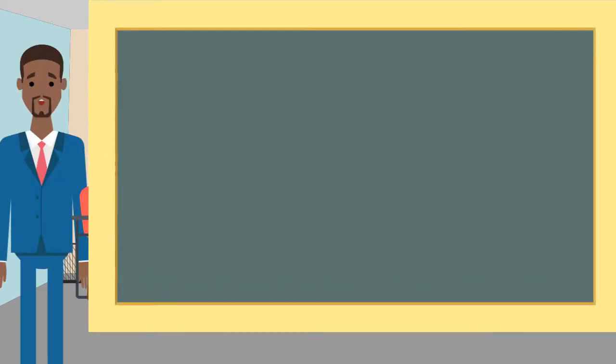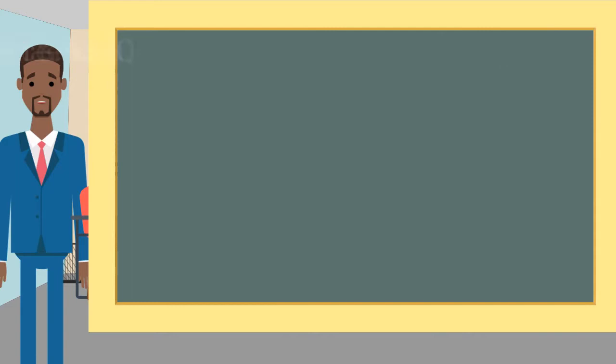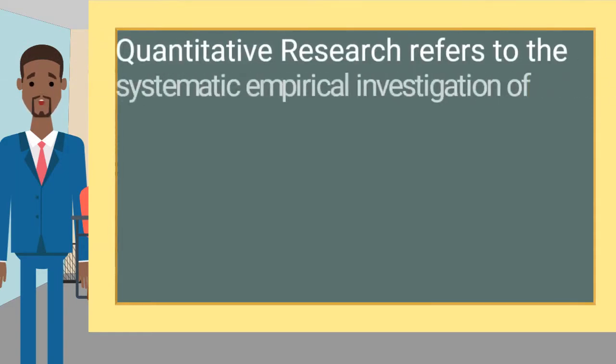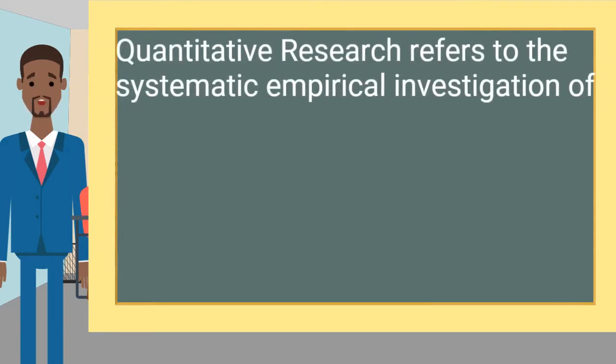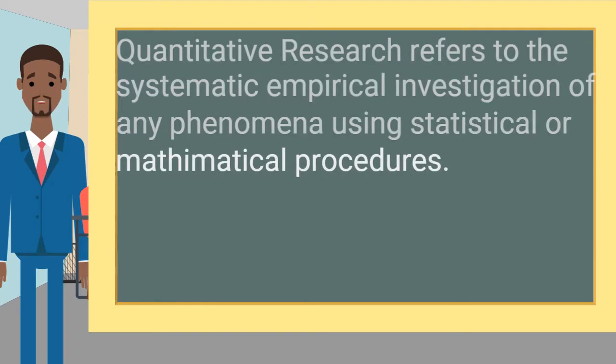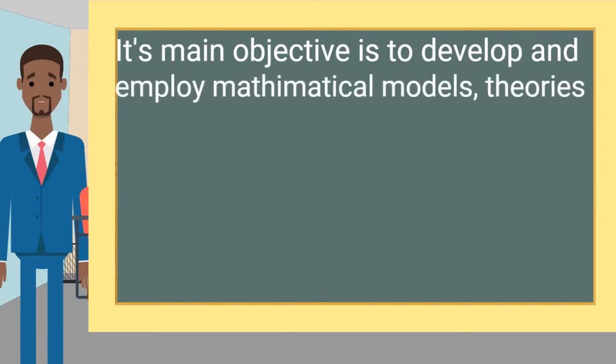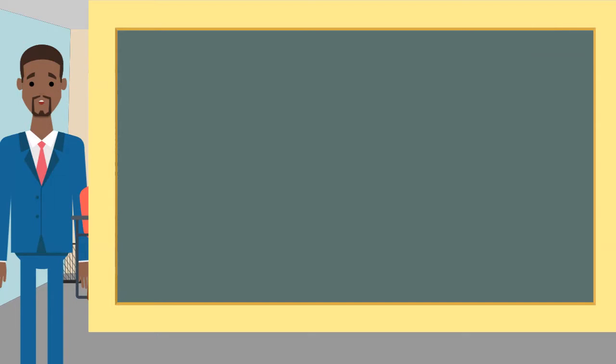Research mainly has two main kinds or types, and these are quantitative research and qualitative research. Quantitative research refers to the systematic empirical investigation of any phenomenon using statistical or mathematical procedures. Its main objective is to develop and employ mathematical methods, theories, and hypotheses. On the other hand, each and everything has its own disadvantages and advantages.